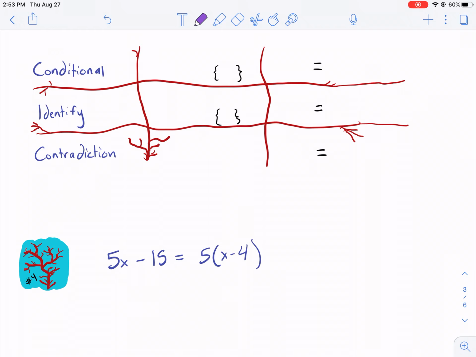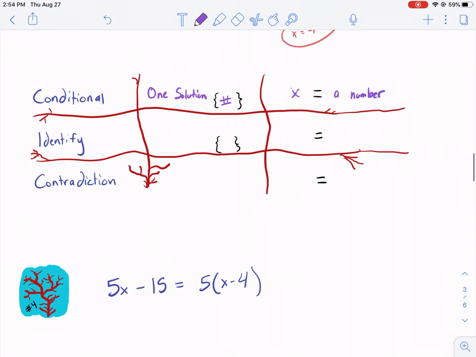So conditional, this is a fancy way of saying that there is one solution. So if an equation is conditional, that means it has one solution. Its solution set is going to be one number. So x equals a number. The final line once you're done solving is going to be x equals a number. And I'm going to write number like this. I like that a little bit better, a little bit more clean.